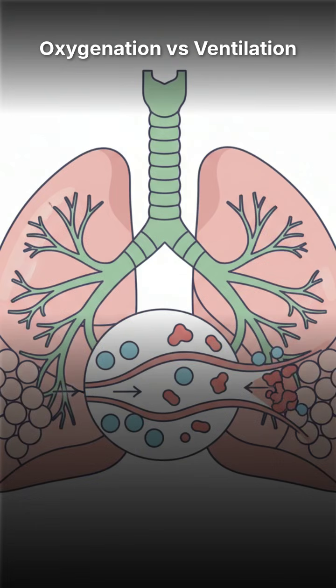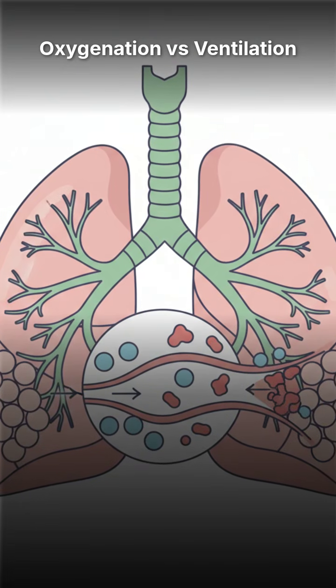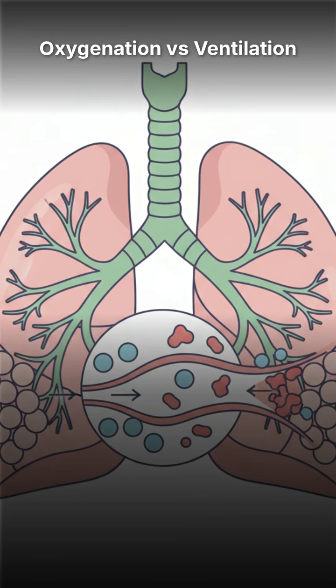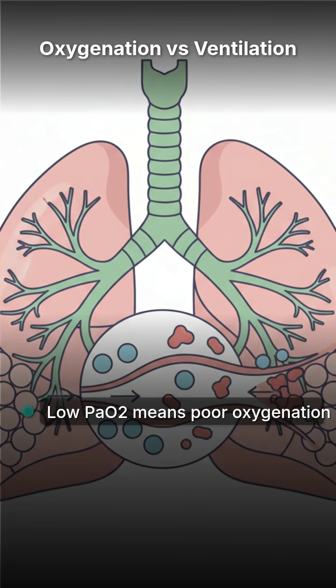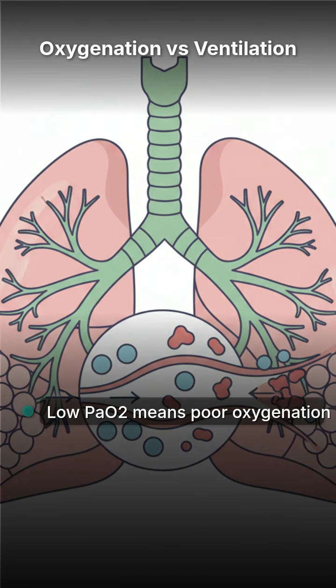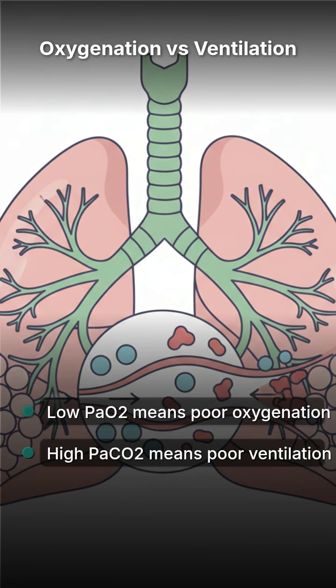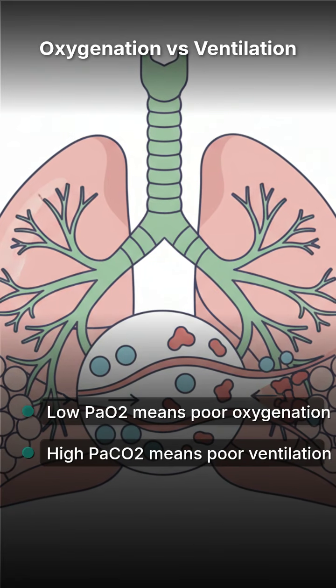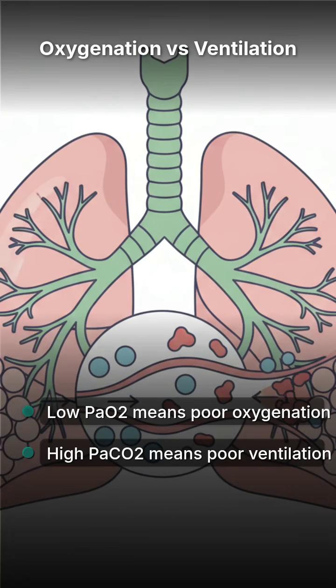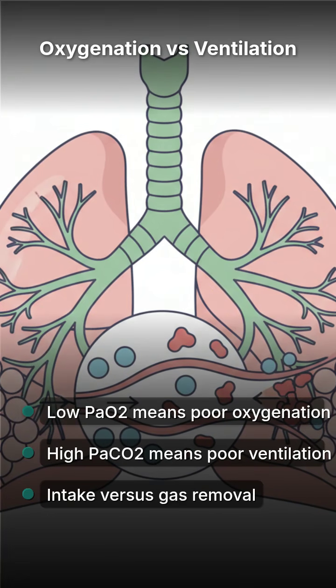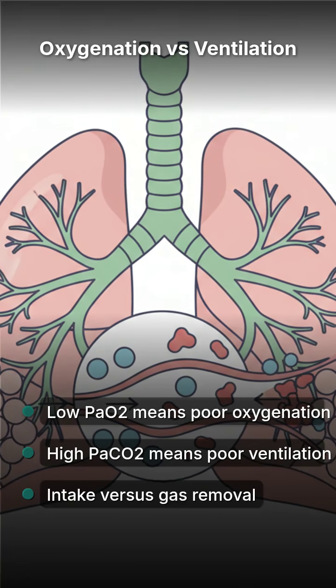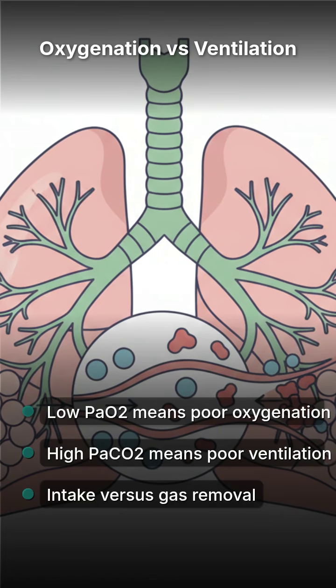Let's break down the clinical link to physiology. A low PaO2 indicates an oxygenation problem, meaning the lungs aren't getting enough oxygen into the bloodstream. Conversely, a high PaCO2 signals a ventilation problem, where the body isn't breathing adequately to exhale CO2. One is about intake, while the other is about waste removal.